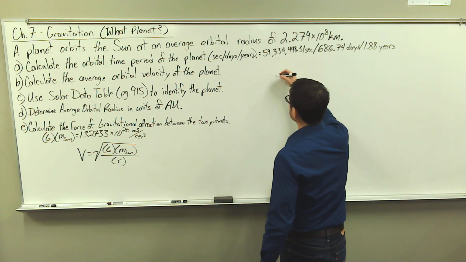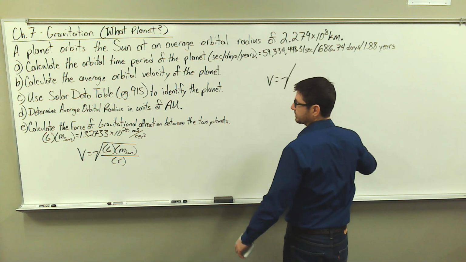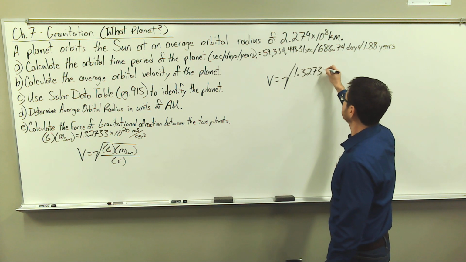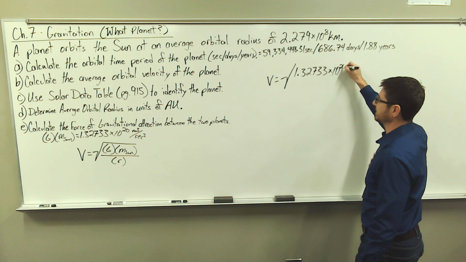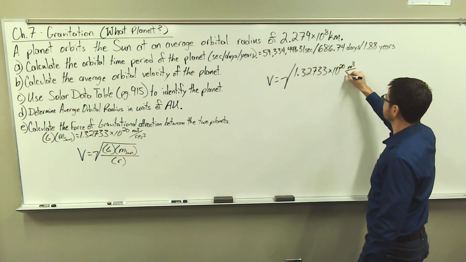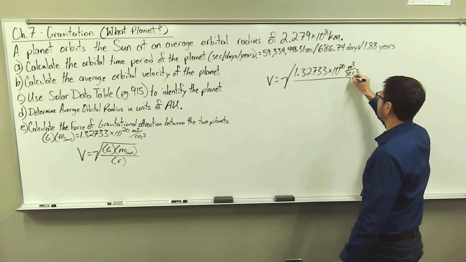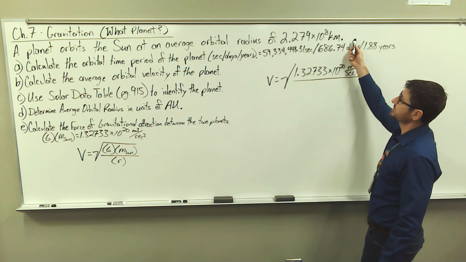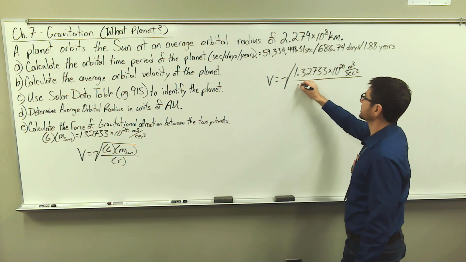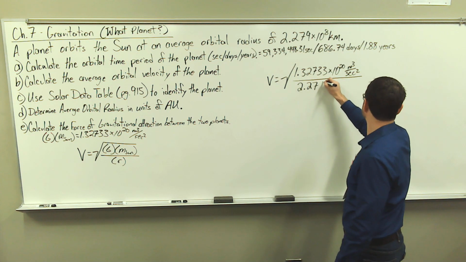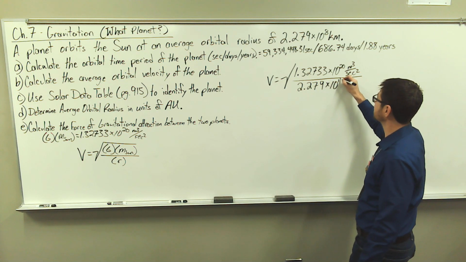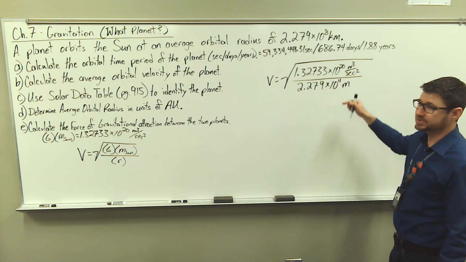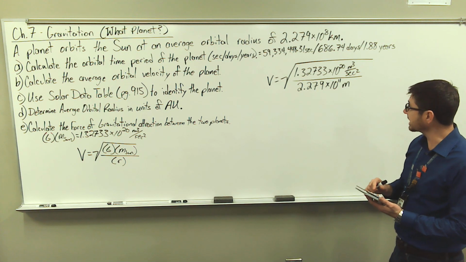Velocity is equal to the square root, in my numerator, 1.3273 times 10 to the 20th meters cubed per second squared, divided by the average orbital radius. Remember, we need it in units of meters. I erased it, but it's going to be 2.279 times 10 to the 11th meters. Let's just go ahead and do the division, and we'll talk about units here.